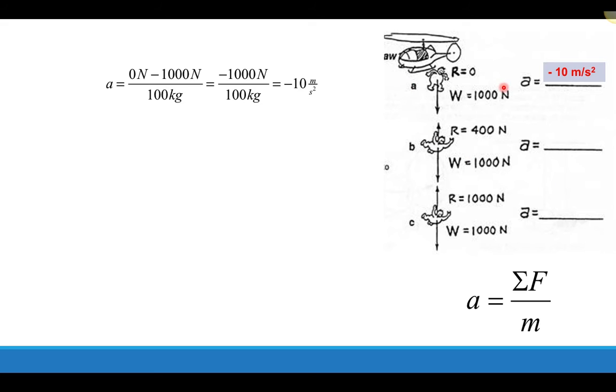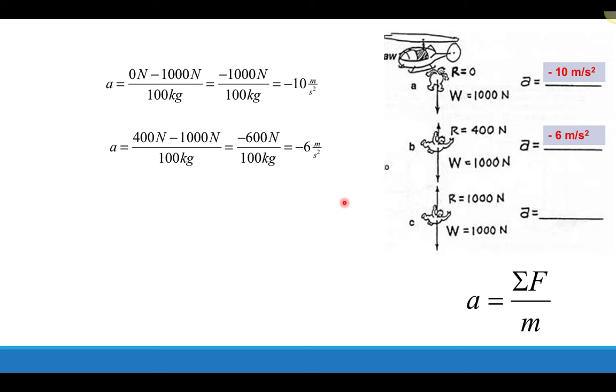As he falls, because gravity is pulling him down, he speeds up. And as he speeds up, his air resistance gets bigger. So now I have air resistance of 400 acting up, force of gravity of -1,000, or 1,000 acting down. That's 600 in the negative direction over his mass, and so he has an acceleration now of -6 meters per second squared. So he's not accelerating as much anymore.